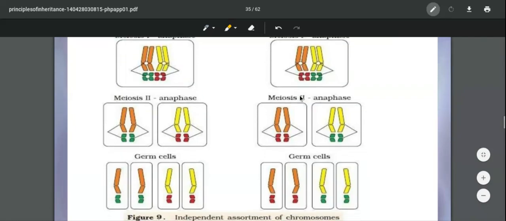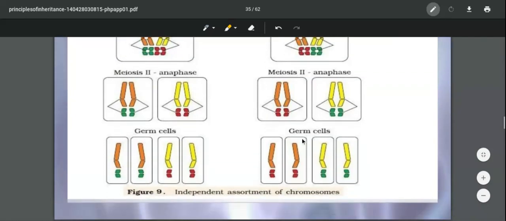So ultimately you'll see after meiosis 1, meiosis 2, in the gamete or the germ cells, you will find this possibility where an orange and a red chromatid have finally ended in a gamete cell. So this is showing you that it is not fixed. It is independent assortment of chromosomes depending on how the alignment is, what chromosome happens to be close to which chromosome.